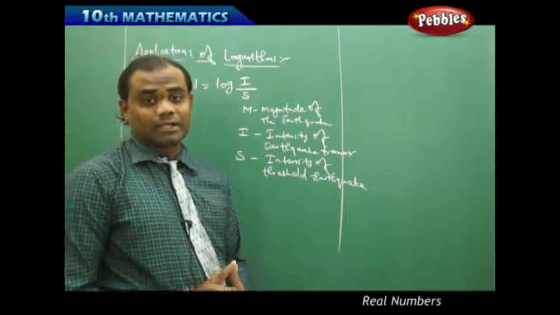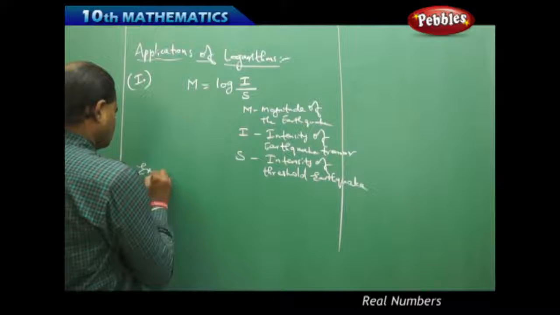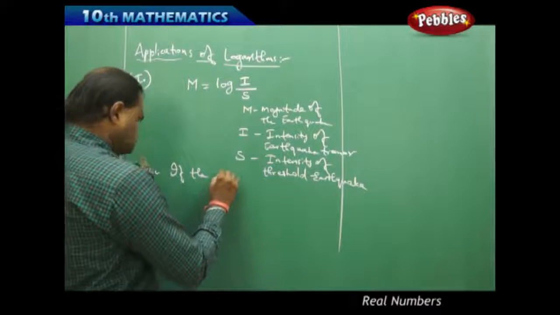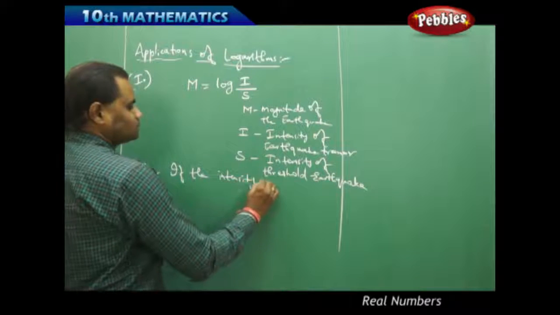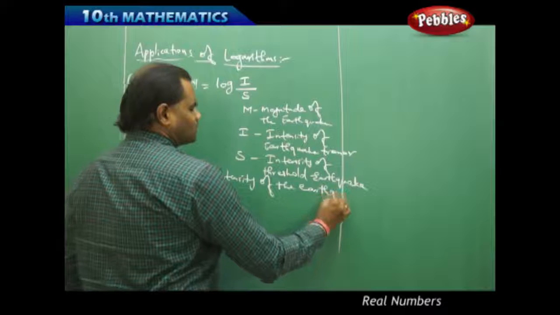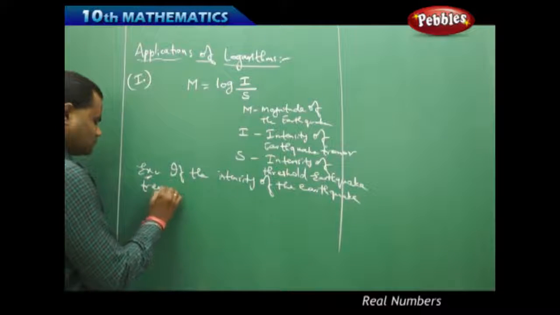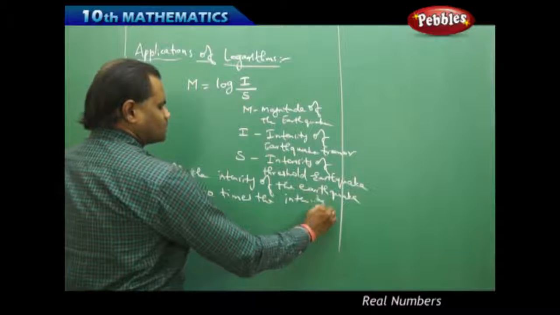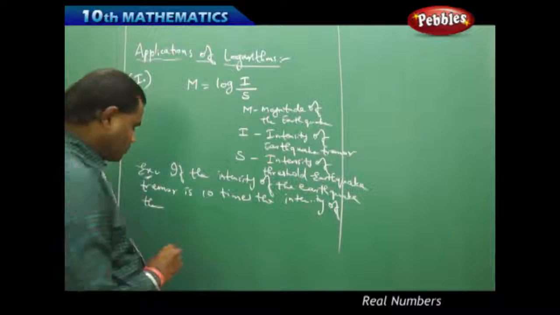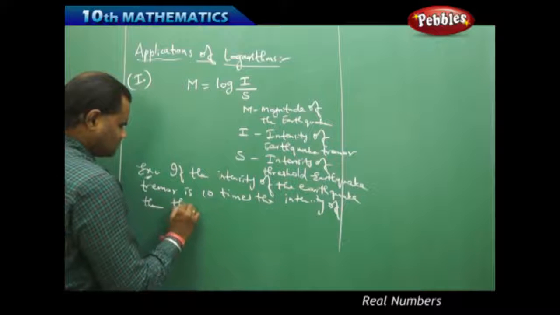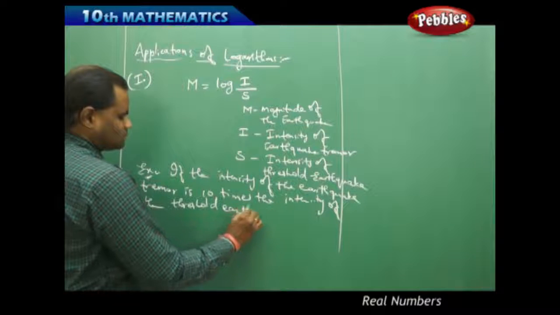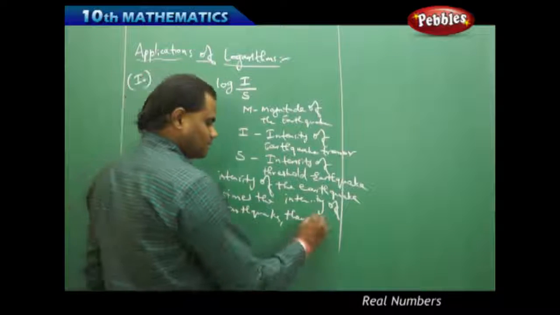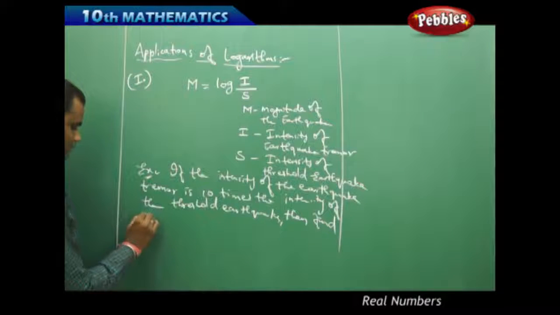So let's see how we can connect and find the magnitude. So for example, my question is, if the intensity of the earthquake tremor is 10 times the intensity of the threshold earthquake, then I have to find the magnitude of the earthquake.